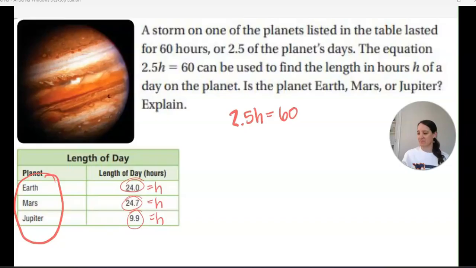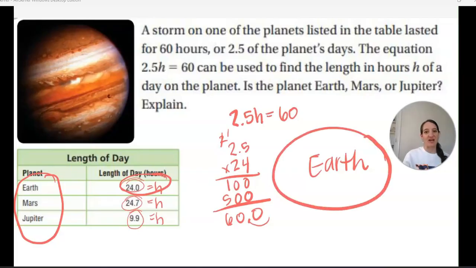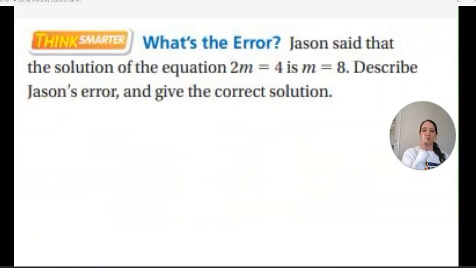Did it happen on Earth? Let's see if it happened on Earth. So I'm going to say, is 2.5 times 24, 8, 9, 10, add a 0, times everything by 10, or 5. Got it. That was a good guess. It's Earth. There's a storm on Earth that lasted 60 hours, which is 2.5 of our days. Cool. All right, my friends, you're smart enough now to be the teacher.